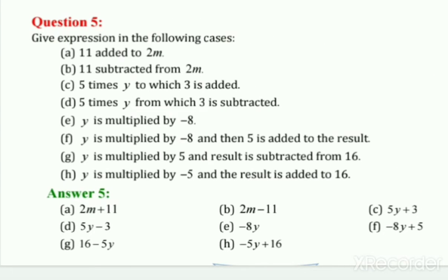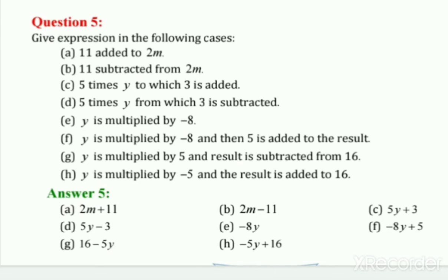Okay, so next we have question number 5. We have to give the expression in the following cases. First we have 11 added to 2m, so it will be 11 plus 2m, because we are adding 2m to the 11. Next we have 11 subtracted from 2m, so it means 11 is getting subtracted from 2m, that is 2m minus 11.